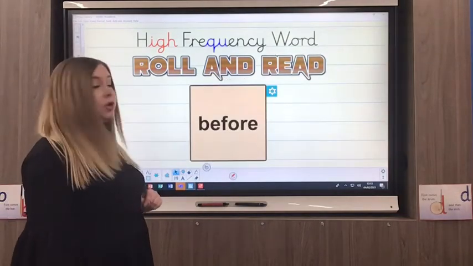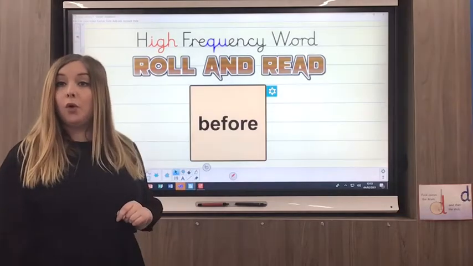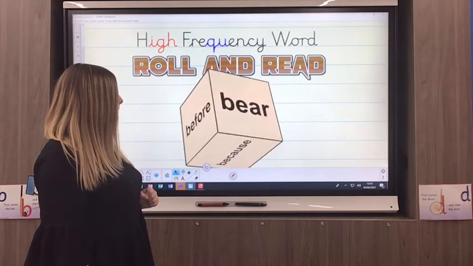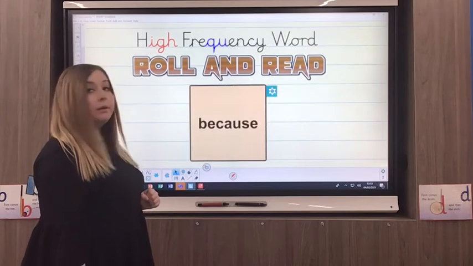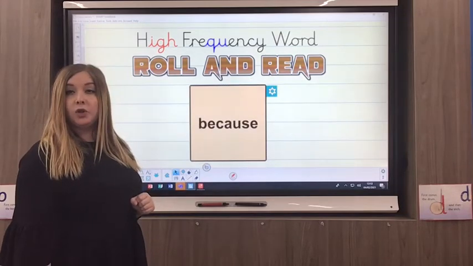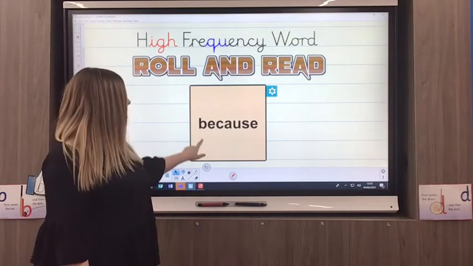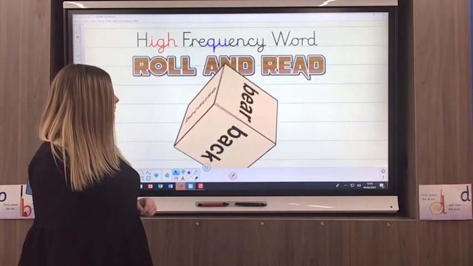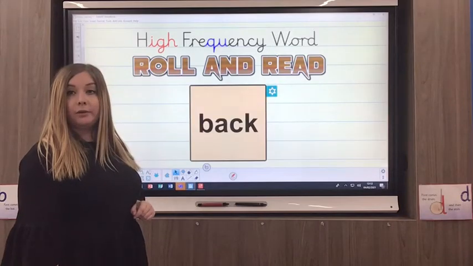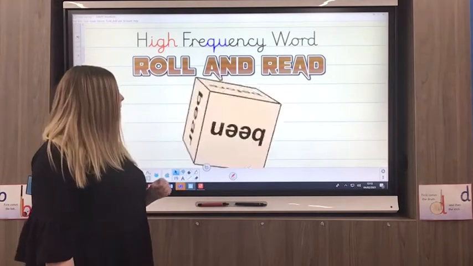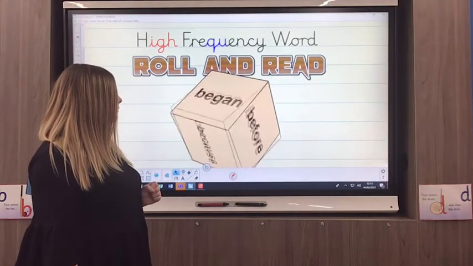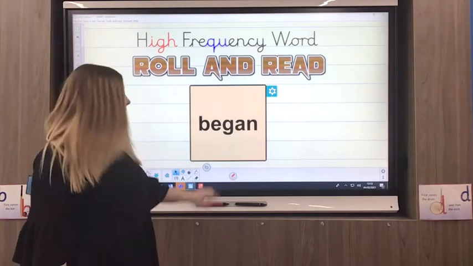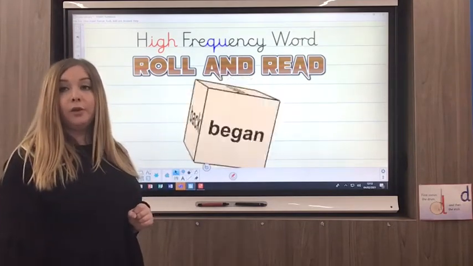Okay, so there's our first word. What does that one say? Before. Brilliant. Well done for joining in at home. Next one. What does that one say, year four? This one's a conjunction, remember? Because. Brilliant. Okay, what about this one? Back. Began. Make sure you're saying these words at home before I say them, year four.